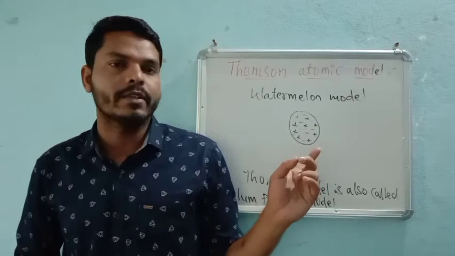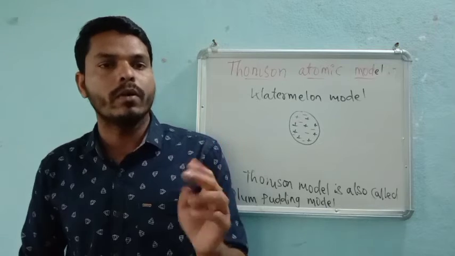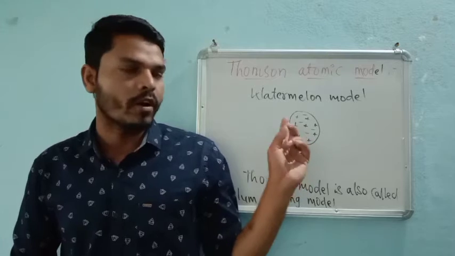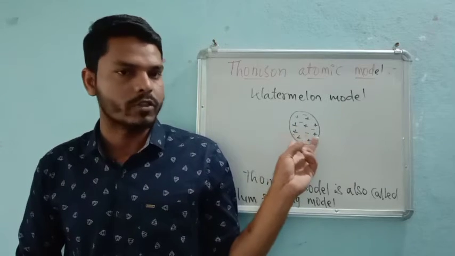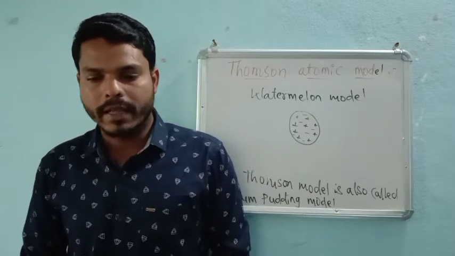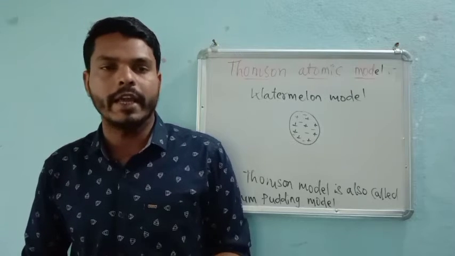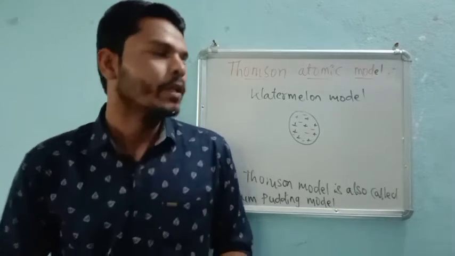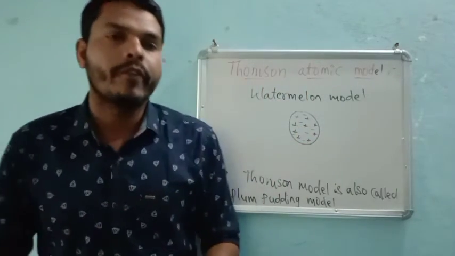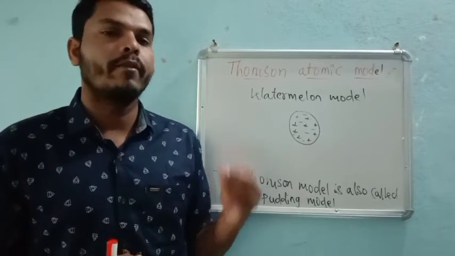He just assumed that it is like a watermelon. Inside the watermelon, we have two things, I mean pulp as well as seeds. For the pulp, he considered it a positive charge, and seeds are nothing but the negative charge. And later this model failed because it does not have any experimental evidence. So the final point, the last point, is that this model completely failed. Why? Because it has no experimental evidence.